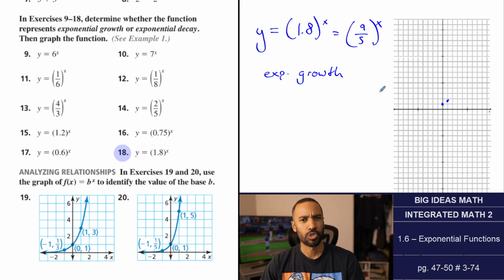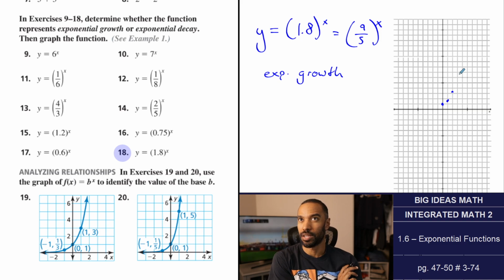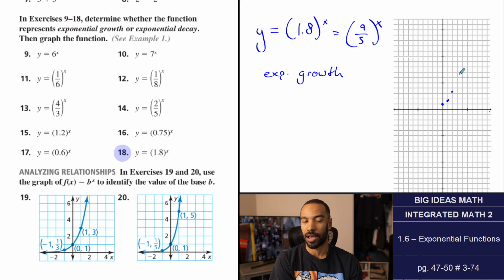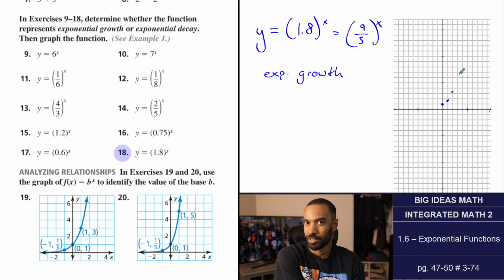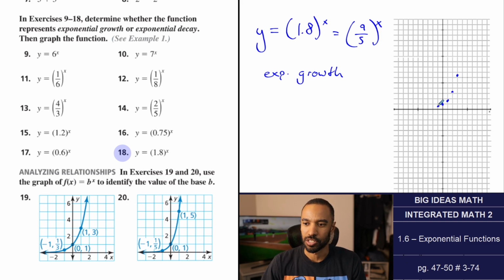And then 81 over 25. It's a little more than 3. It's 3 6. Wait a minute, 3 6/25ths. So about 3 1/4. And then 729 over 125, which is a little more than 6, I think. Like 6 point something like that. And then 5/9 this direction. So 5/9, and then 25 over 81, which is a little less than a third, and we go in that direction.